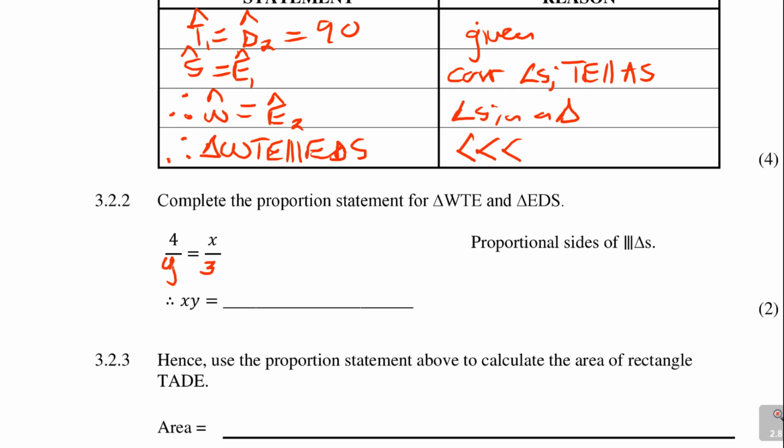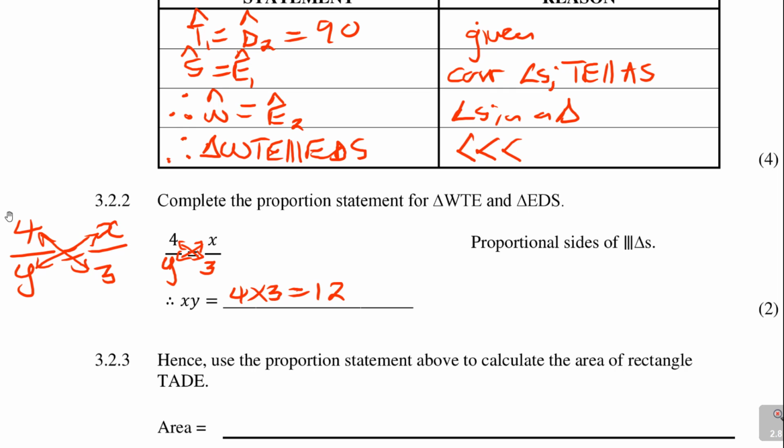And then xy, what do we do? You cross multiply. You see this? So here we are saying, let me write it in big numbers, 4 over y is equal to x over 3. Because of the equal sign, the 4 multiplies the 3, the x multiplies the y. So that's why they say xy is equal to what? 4 times 3, which is equal to 12.